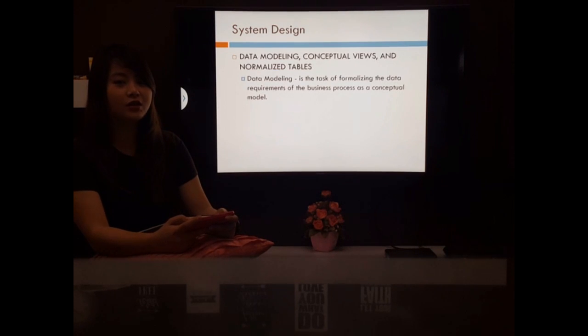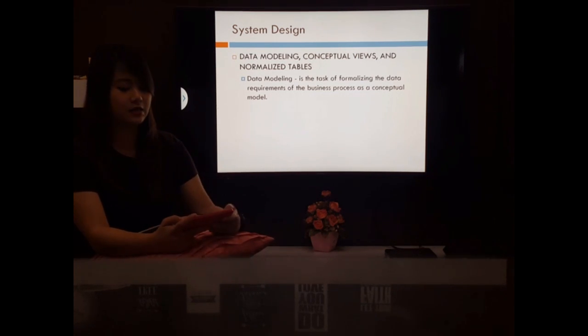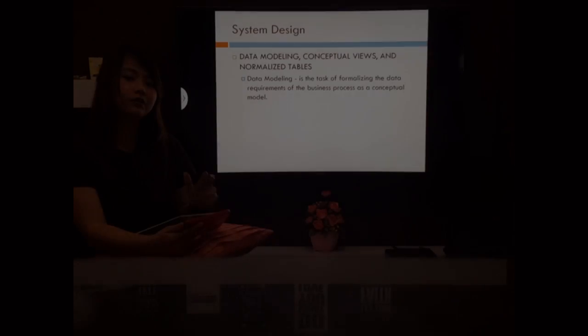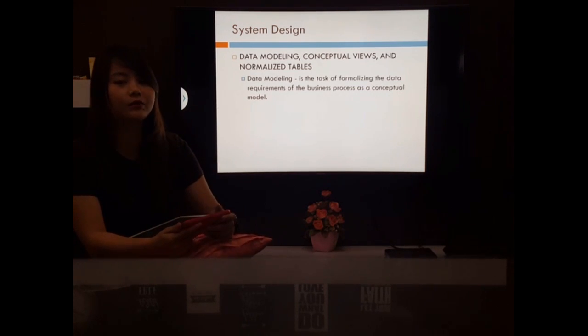The first phase of the systems design is data modeling. So this is the task of formalizing the data requirements of the business process as a conceptual model. The documentation instrument being used for this data modeling is the entity relationship diagram.